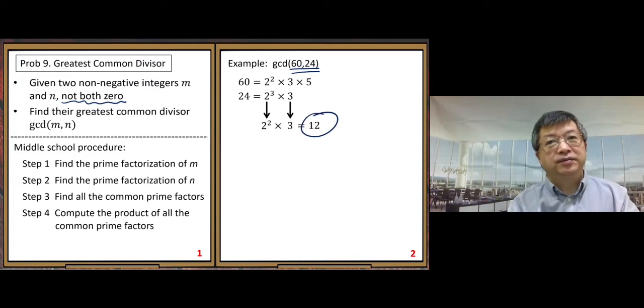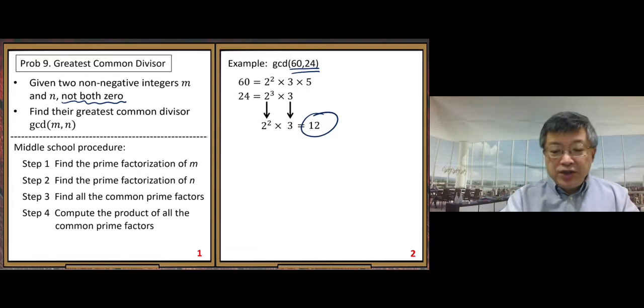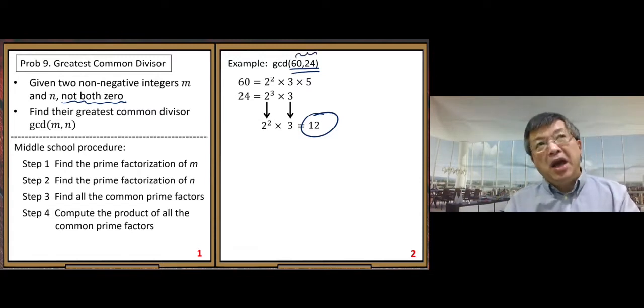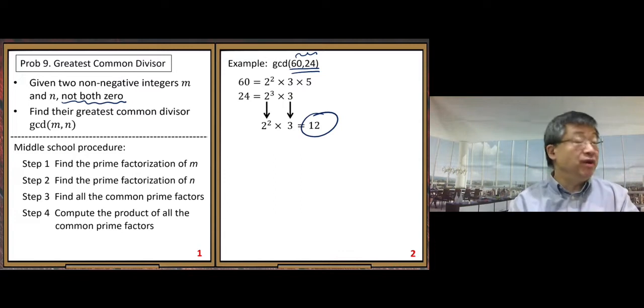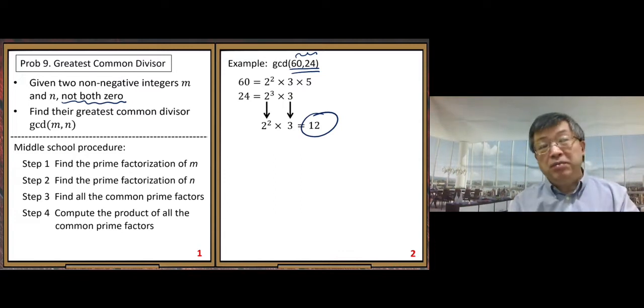It looks simple. The reason is these two numbers are very small. Can you imagine if these two numbers are extremely large, what would happen? So you will get an idea.